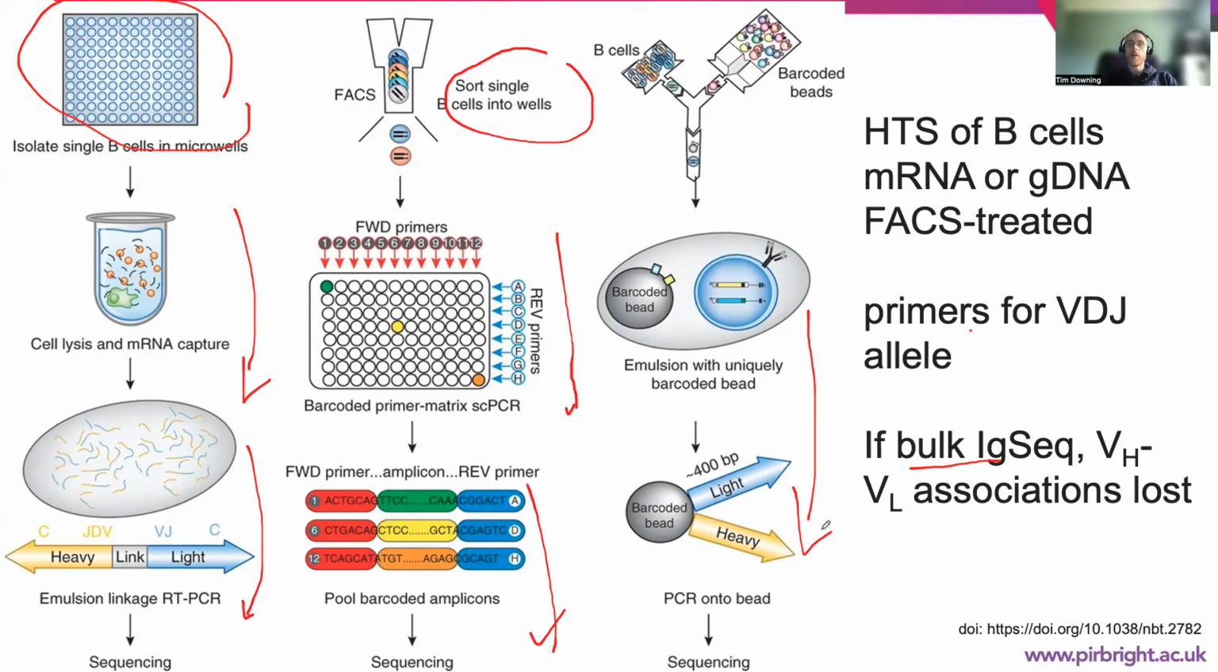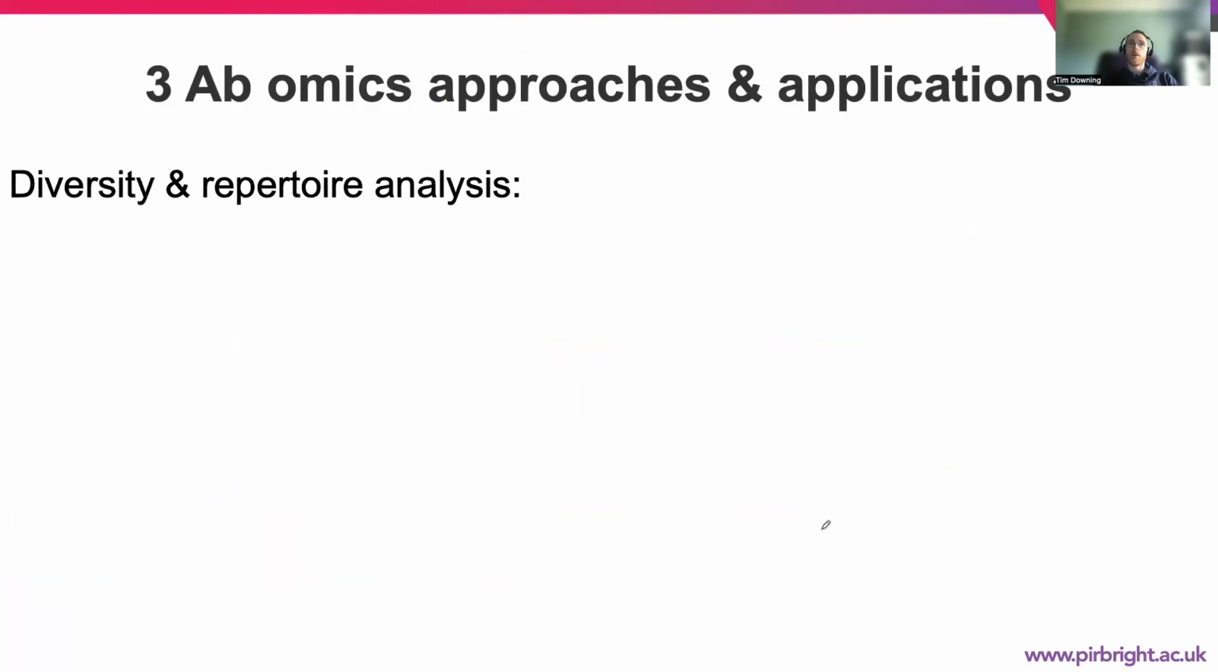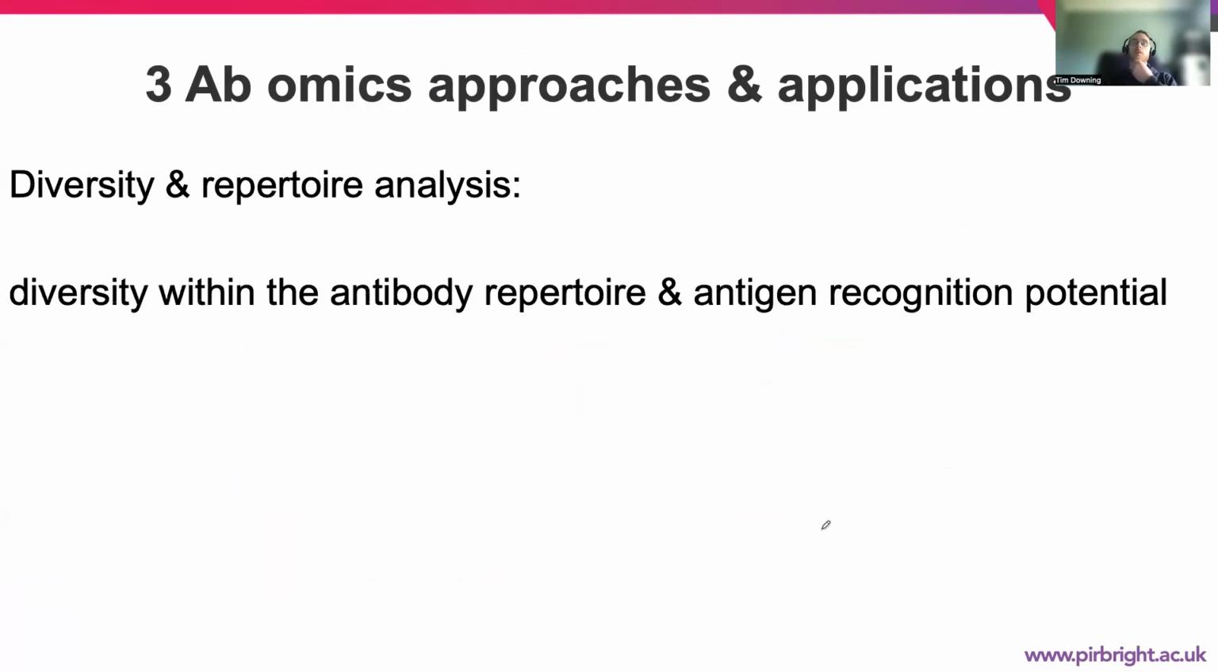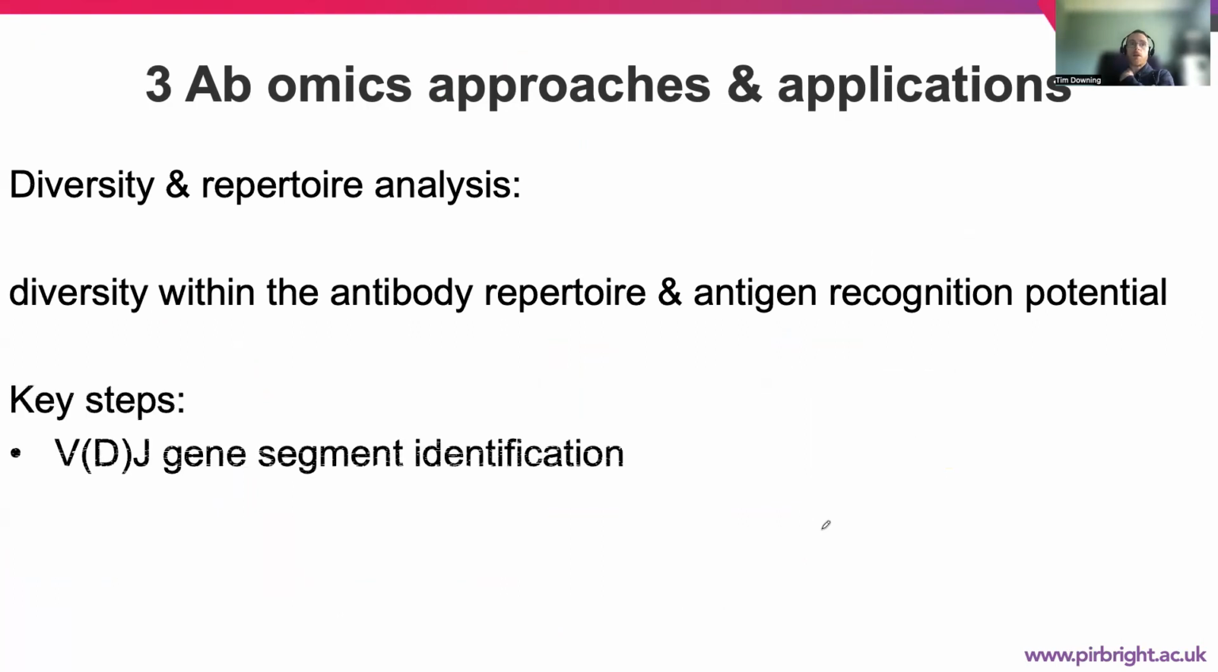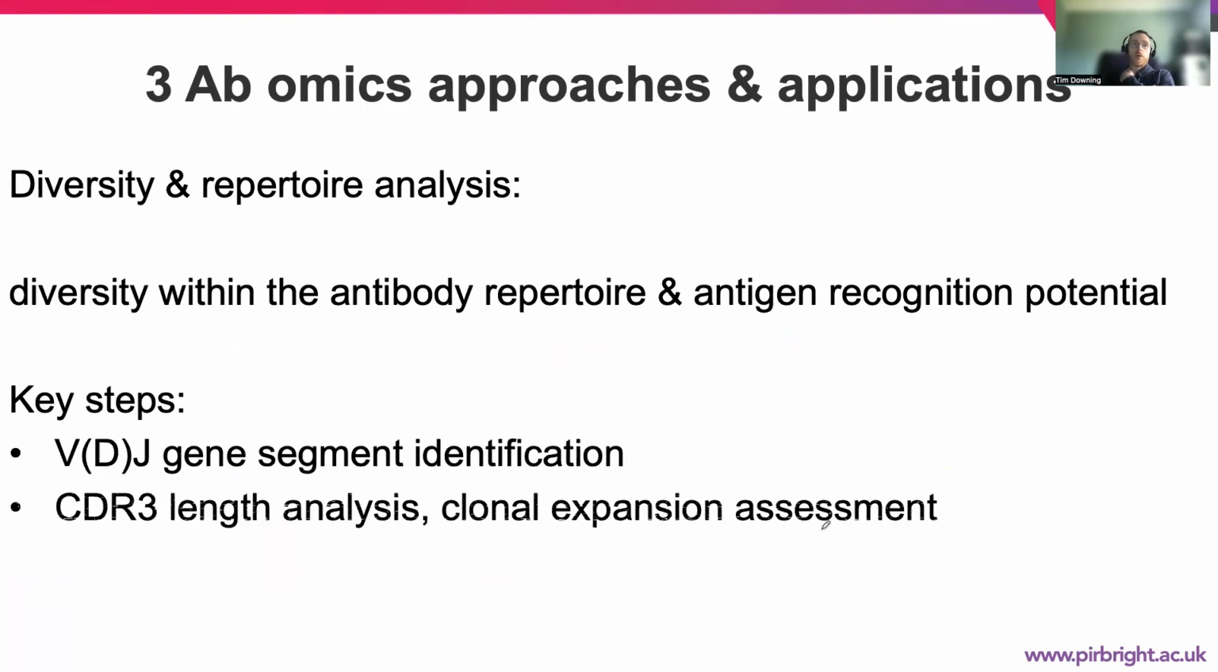This can then lead us on to looking at diversity and repertoire analysis. So that's looking at the spectrum of the antibodies that are produced by a person, the antigen recognition potential, as well as their different numbers and frequencies. The key step would be to identify the VDJ alleles that are being expressed, and to look in particular at the CDR region and the extent to which there's diversity or clonality, and the VDJ usage as well.